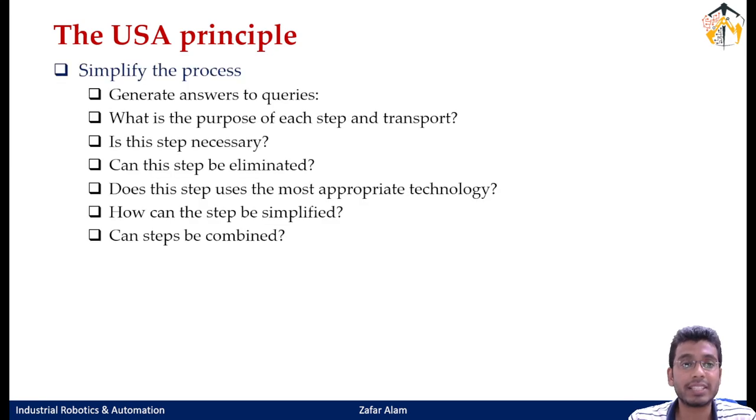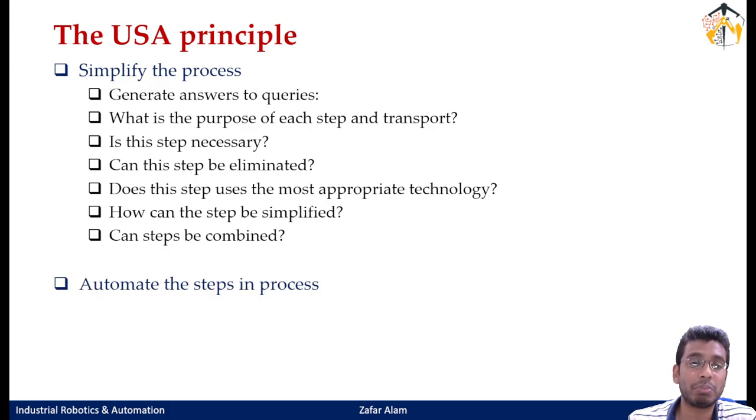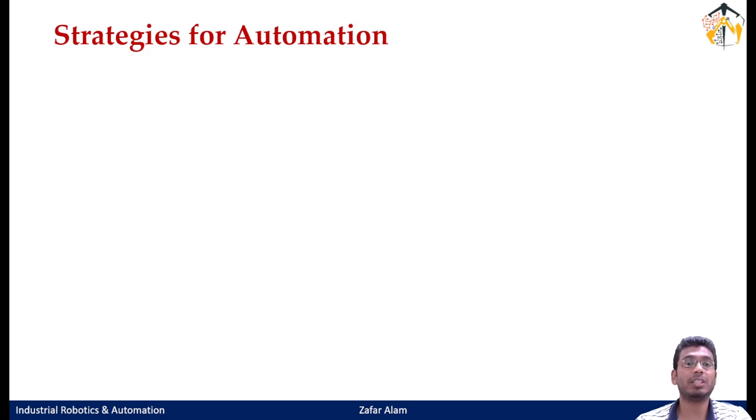Fine. So that is first understanding the process. Then you have to simplify the process. That is, you have to generate the answers to the following queries. What is the purpose of each step and the transport? You have to question yourself: is this step necessary, or can this step be eliminated? Because if you eliminate one or two steps, you are saving a lot. Then you have to see whether this step is the most appropriate for the technology that you are using, and how it can be simplified. And if the steps cannot be ignored, can they be combined? Can two or three steps be combined to form a single step? That would again reduce your cost a lot. So once you evaluate and simplify, the third step is to go for automating the entire process.